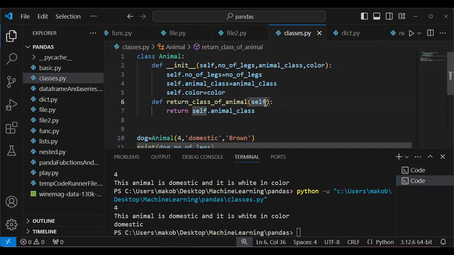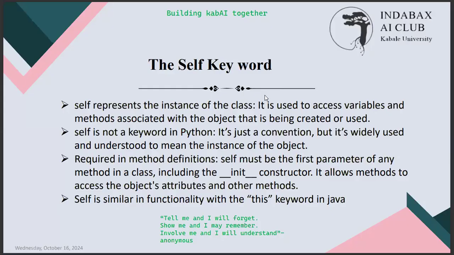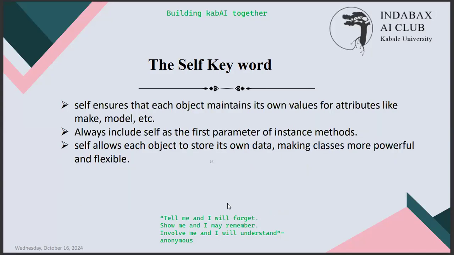This self, if you've done Java, it is similar to the this keyword. In Java, we use the this keyword. So here we are using self. In Java, it is this, but they do literally the same thing. They help to access attributes or methods of a specific object created from a certain class. It is similar in functionality with the this keyword in Java. The self ensures that each object maintains its own values for attributes like make, model, and so on.